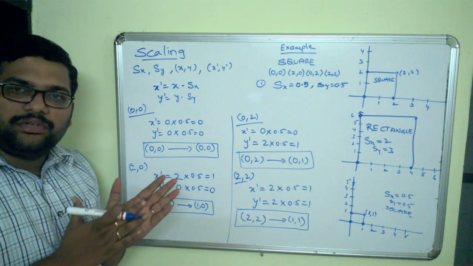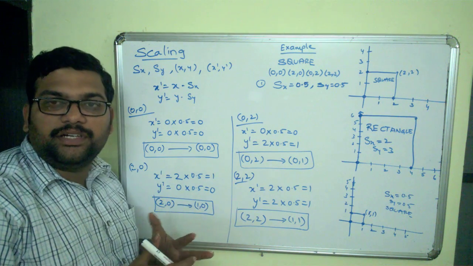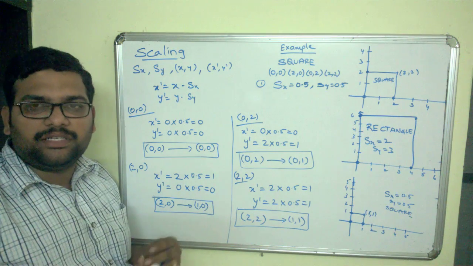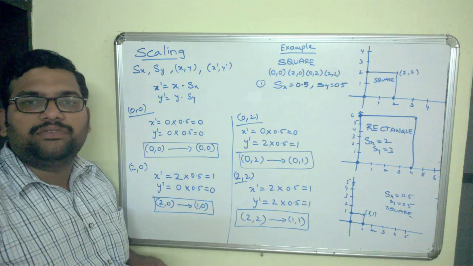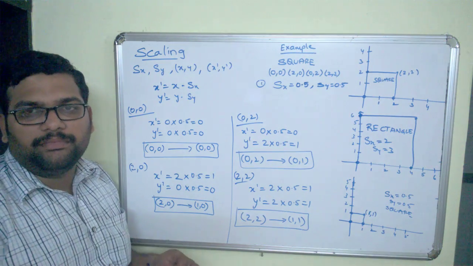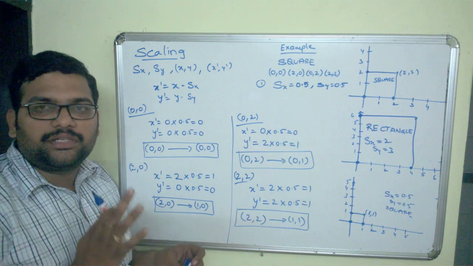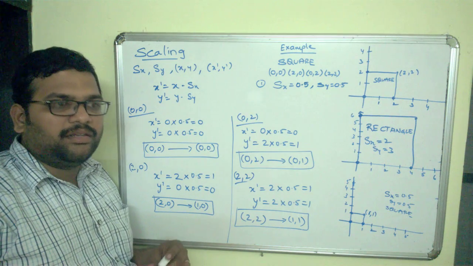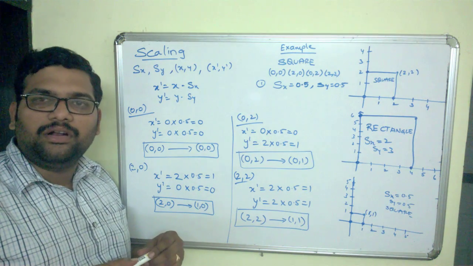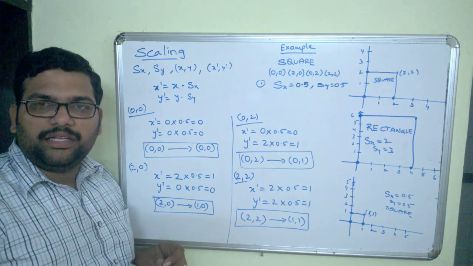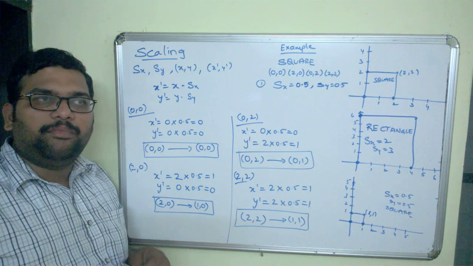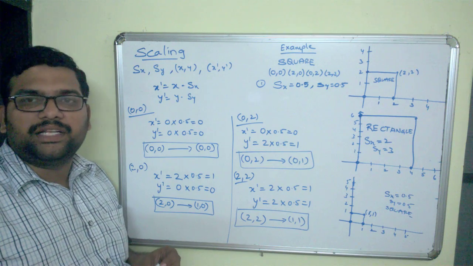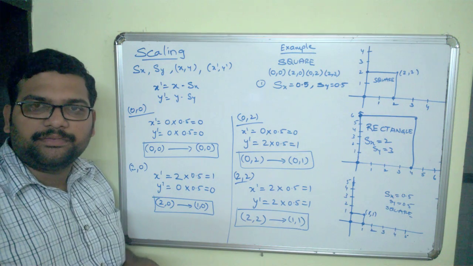So hope you understood these three transformation techniques. In the previous session we have seen the derivations, and in this session we have seen some examples. Hope you understood this session. In the next session, let us have a discussion on two more transformation techniques and the importance of homogeneous coordinates. After that, we can see the composite transformations. Thank you.